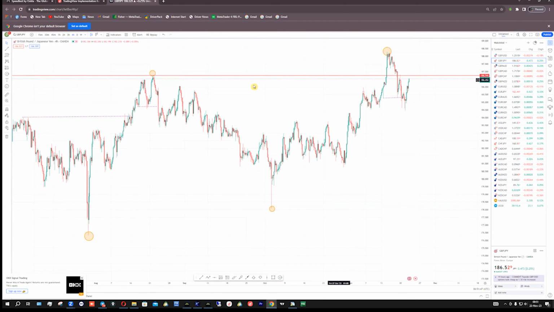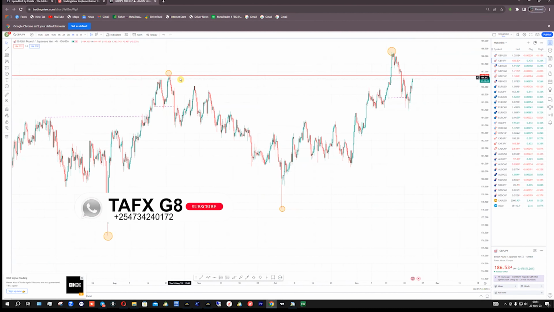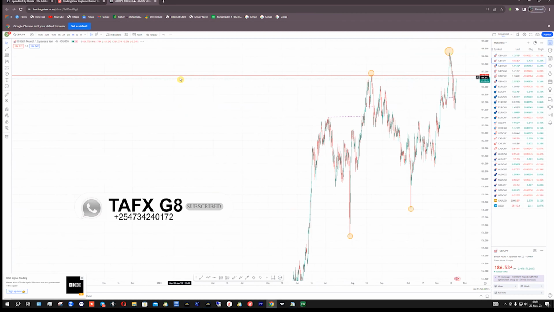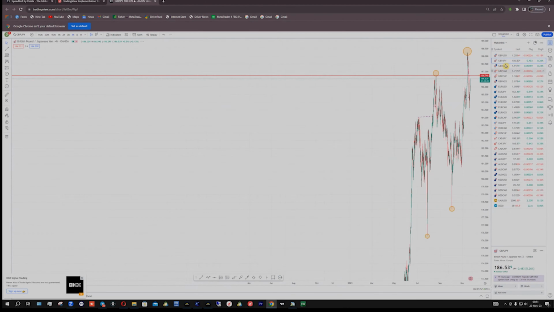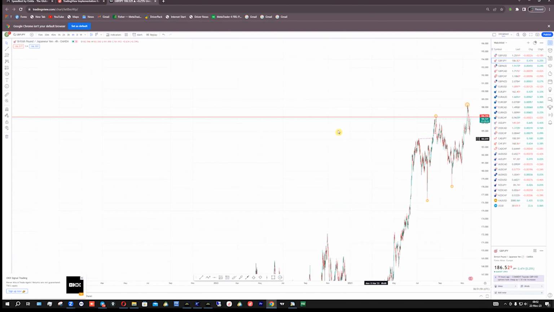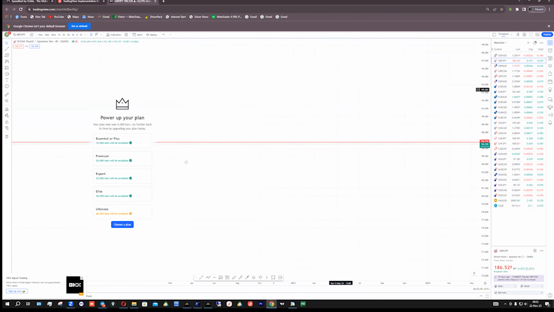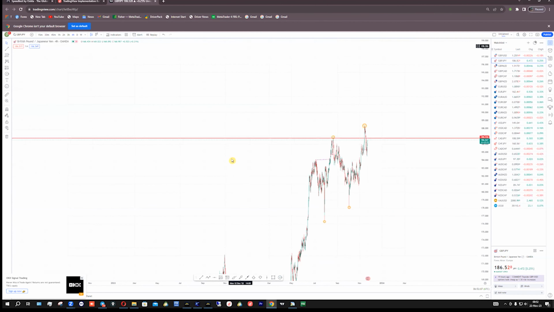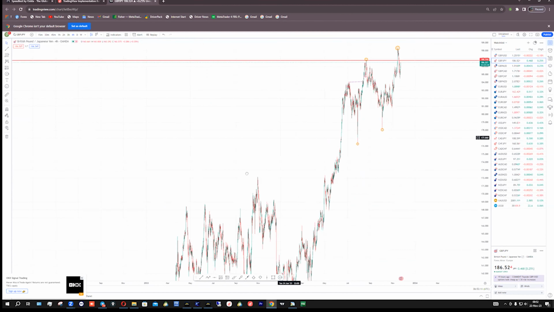So you can see here, I do believe for the SMC traders, this area was a POI, or let us move to this area. Nope, it's very far. This area is very far. The history won't get there.